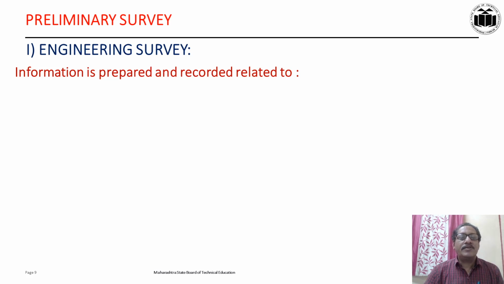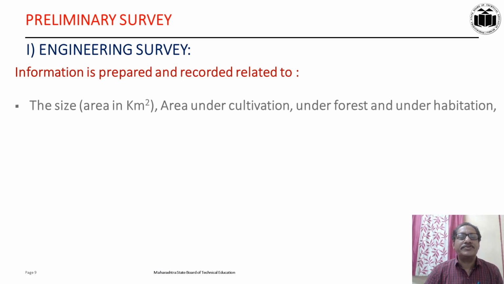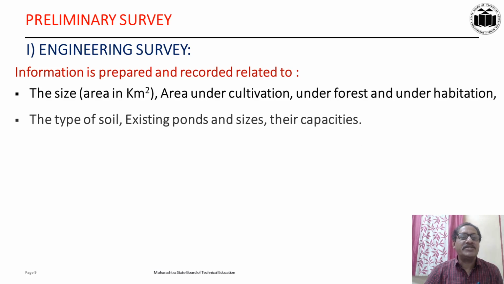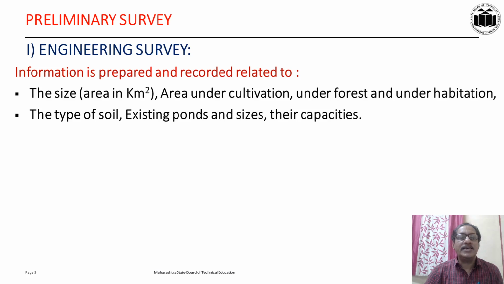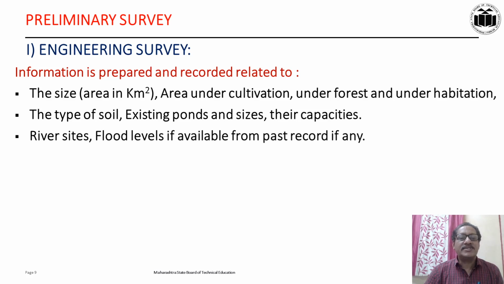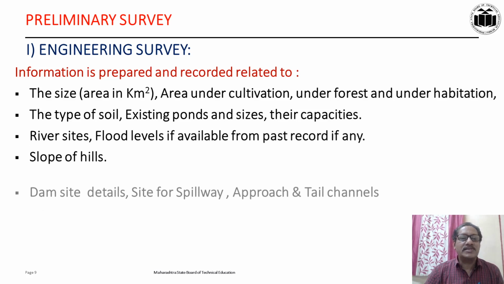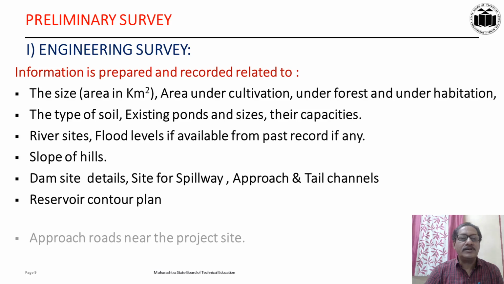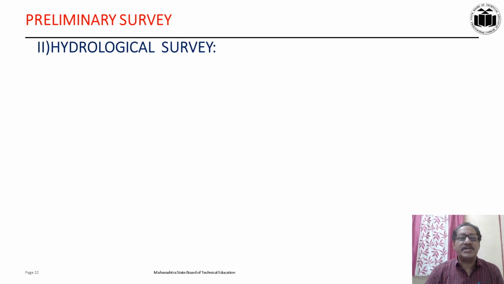Engineering surveys. Information is prepared and recorded related to the size of the catchment area, area under cultivation, area under forest, and area under habitation. The type of soil in the existing area of the catchment, existing ponds and their sizes with their capacities, river sites, flood levels if available from past records, slope of the hills, dam site details, site for spillway, approach and tail channels, reservoir control plan, and approach roads near the project site.